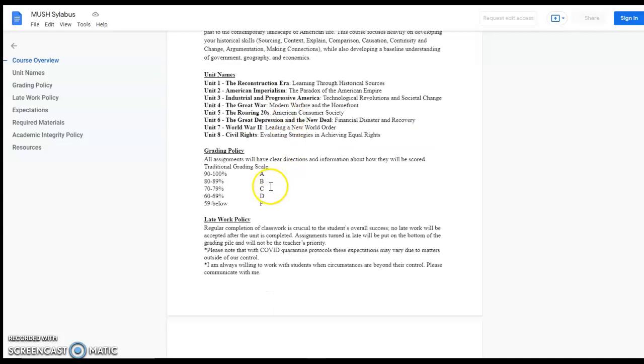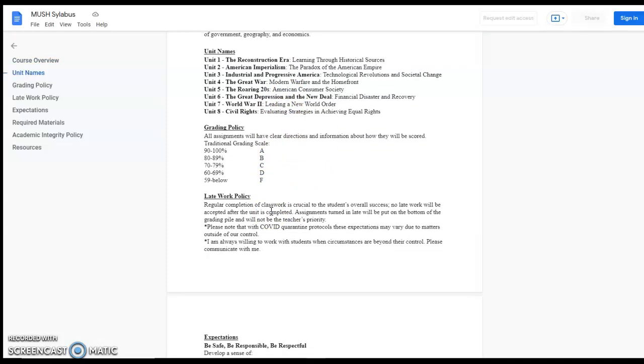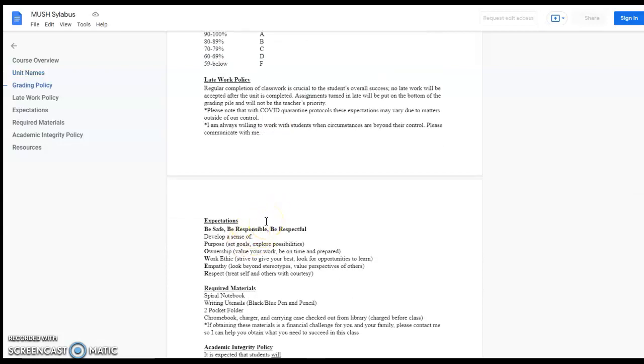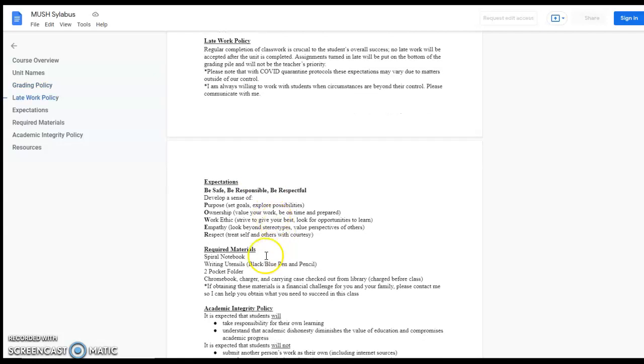I have standard grading policies. I'm very flexible with late work policies. The basics is make sure you turn in your work before the end of the unit. And then we also have pretty clear expectations based off of values that we've determined in the first week of classes. Required materials are pretty simple.